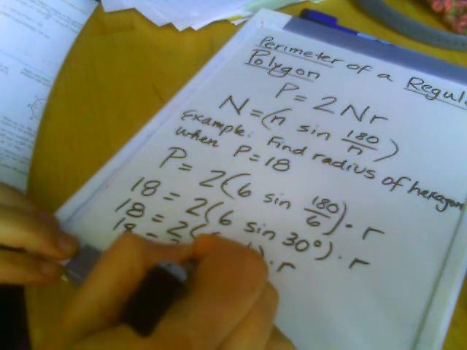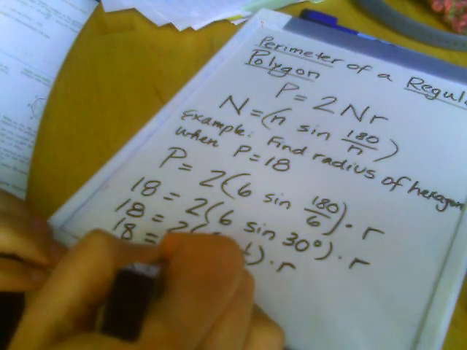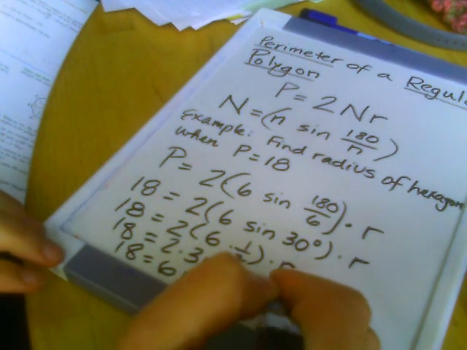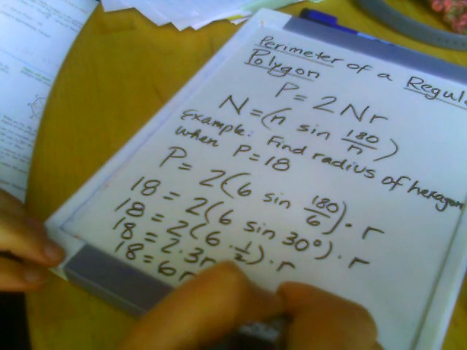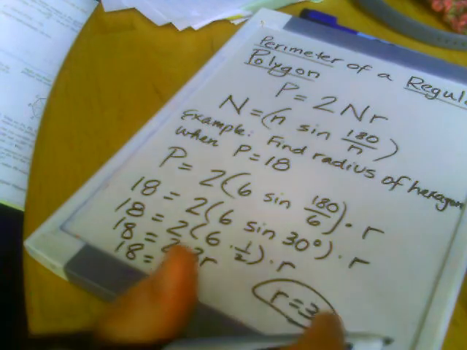2 times 3, r. 18 equals 6r. So r equals 3. If I knew how to pause this and come back, I would. I think I'll try it.